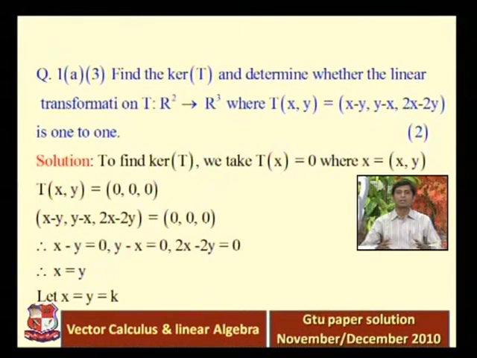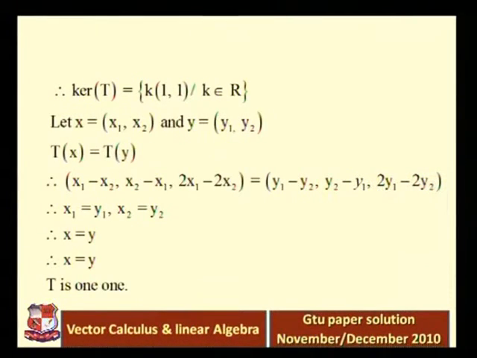So what is our kernel of T? Kernel of T is exactly all the elements of R2 such that x is equal to y. So here is our kernel of T. Kernel of T is equal to (k, k). Theoretically we can write k(1, 1), where k belongs to R. So that is our kernel of T.